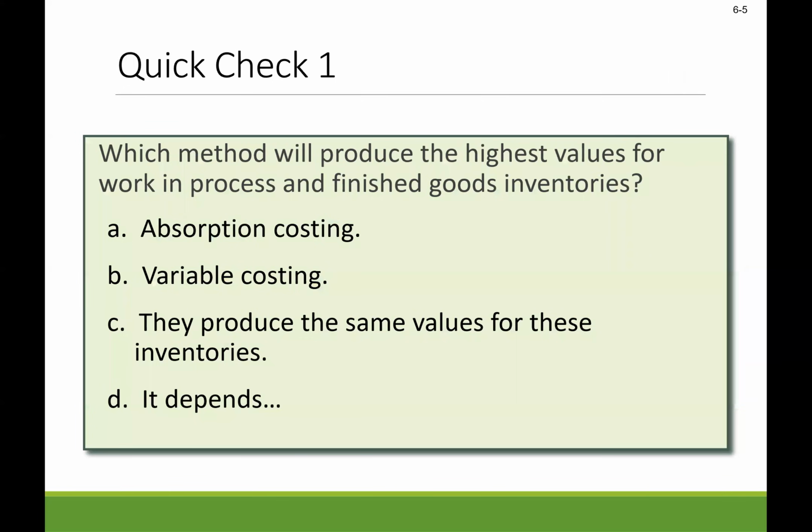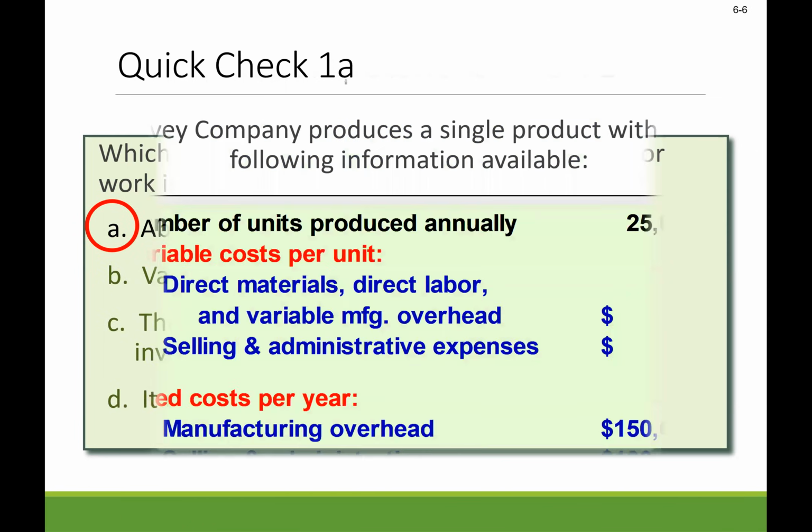Now, which method will produce the highest values for work in process and finished goods inventory? Well, it's going to be absorption costing because the fixed manufacturing overhead is part of product costs, not period costs.